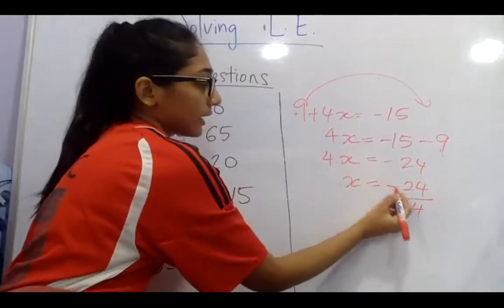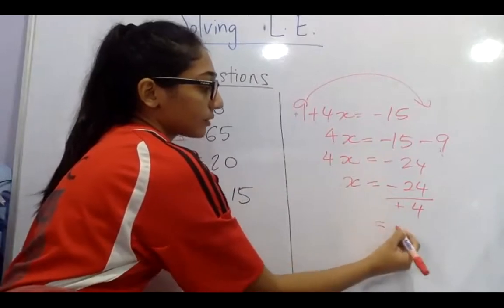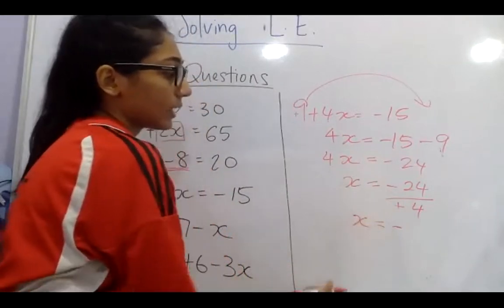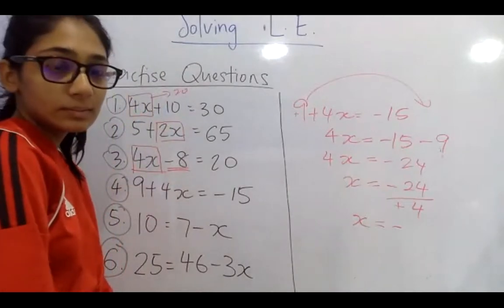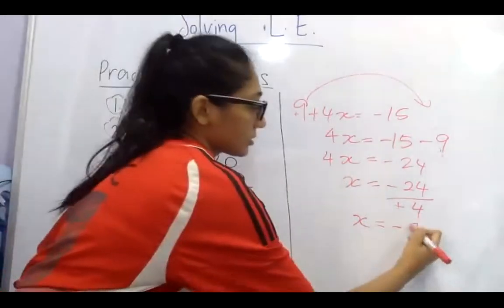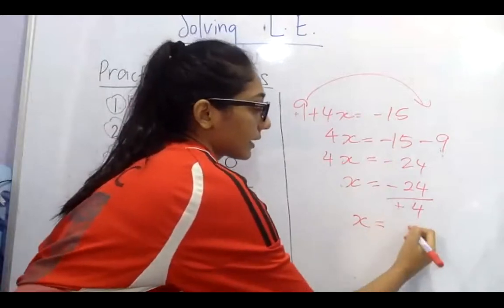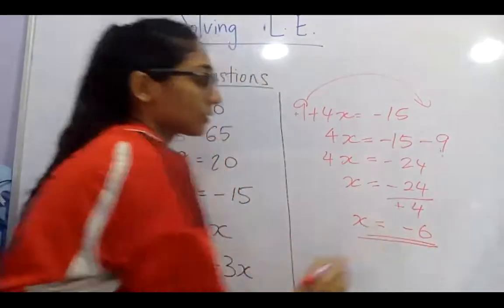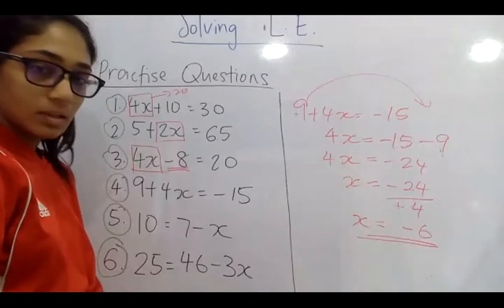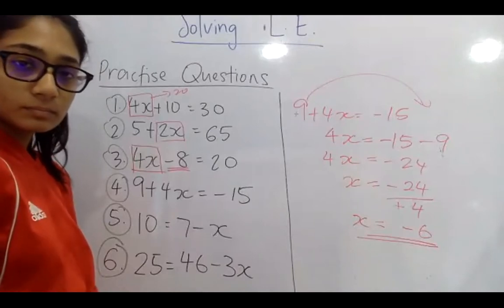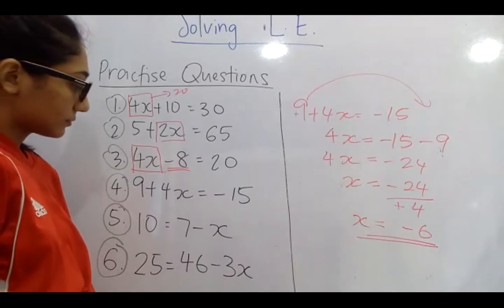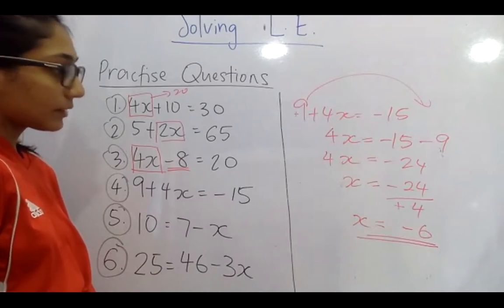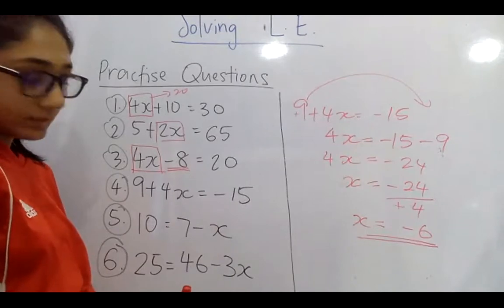Okay, now this is negative, this is positive. Negative and positive will be negative. So x equals negative. What is 24 divided by 4, Silver? 6. X is equal to negative 6. Understand, Silver? Yes. Okay, I'll give you a bit of time to copy down if you didn't get that.